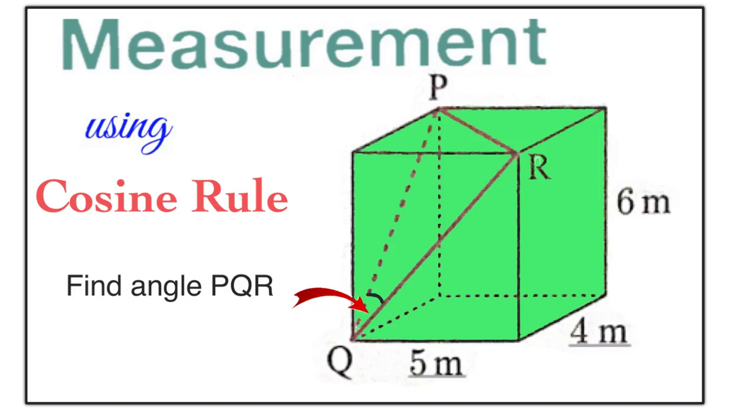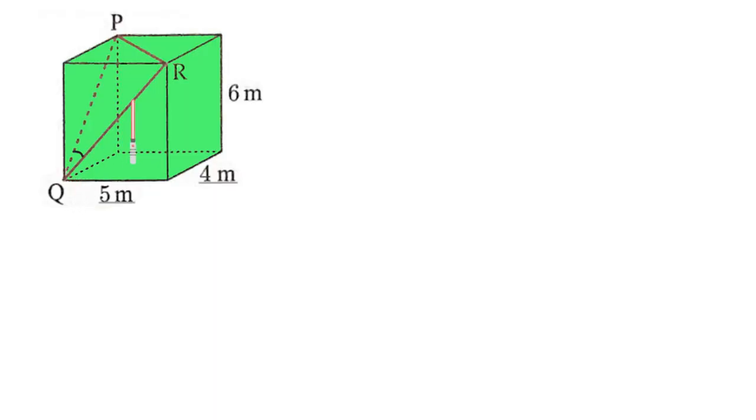Here we have a box, but note that despite it looking like a cube, it is not a cube. It is a rectangular prism with different sides: a height of 6 meters, a width of 4 meters, and a length of 5 meters. The purpose of this exercise is to find the angle of the triangle which is inscribed inside this particular prism. The sides of this triangle are the diagonals on the face of this rectangular prism.